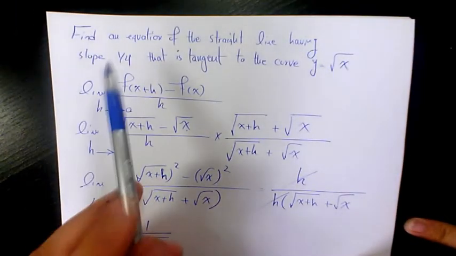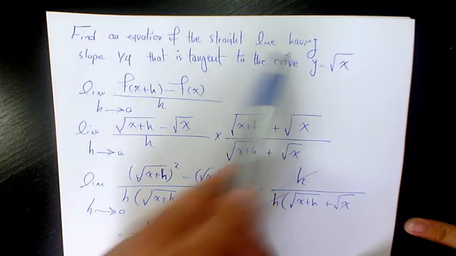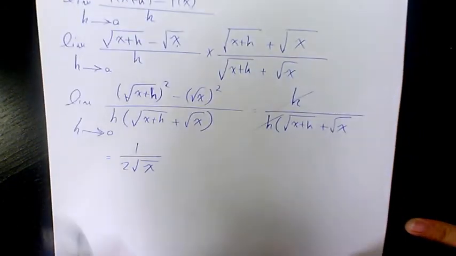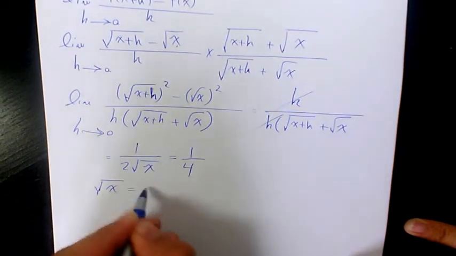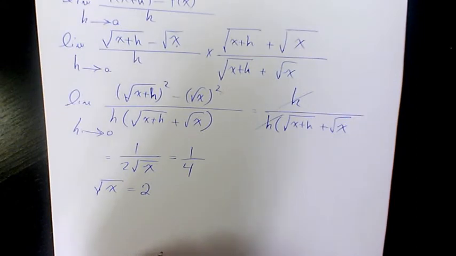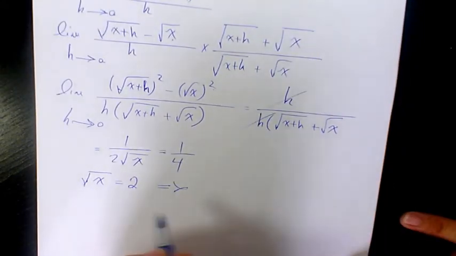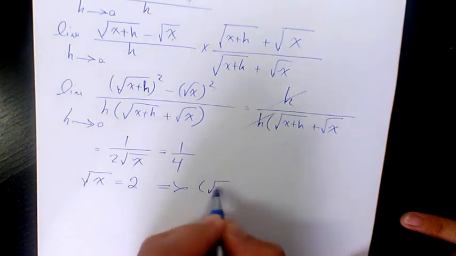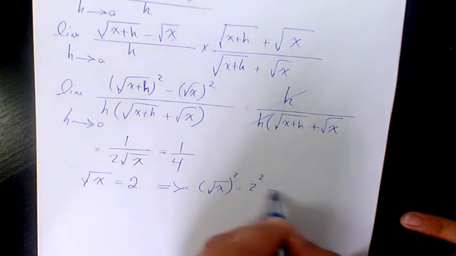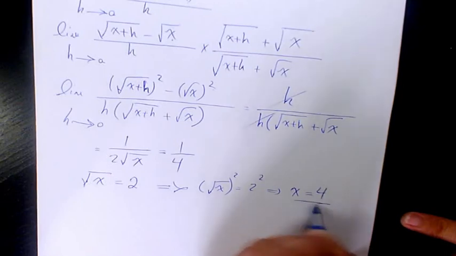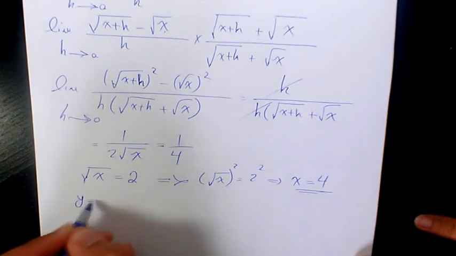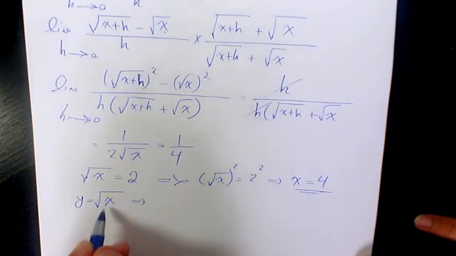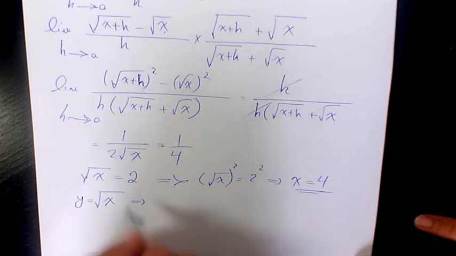The question says to find the equation of the straight line having a slope of 1 over 4. So it is going to be equal to 1 over 4, which means that root x has to equal 2. So root x to the power of 2 squared, so x will be 4. So x is 4. The function is y equals square root of x. So we can say we have the point (4, 2).